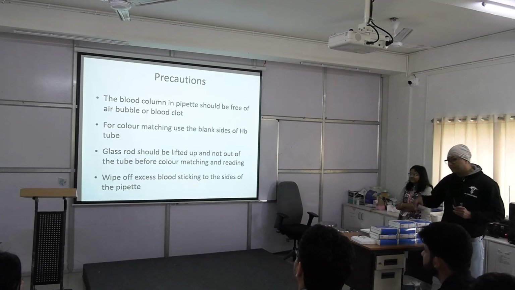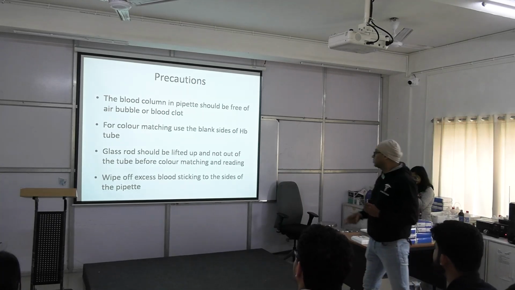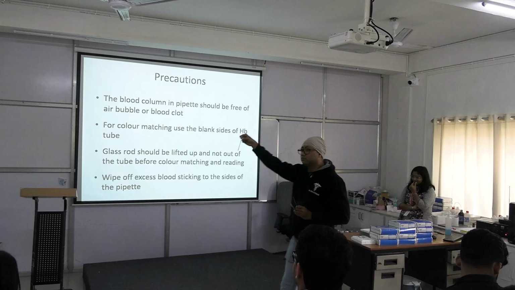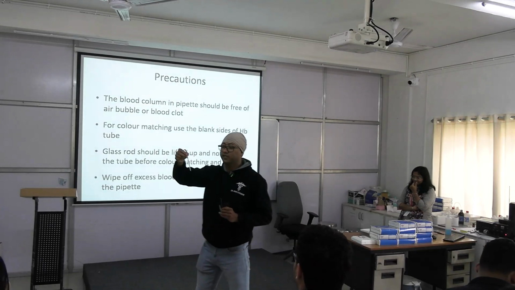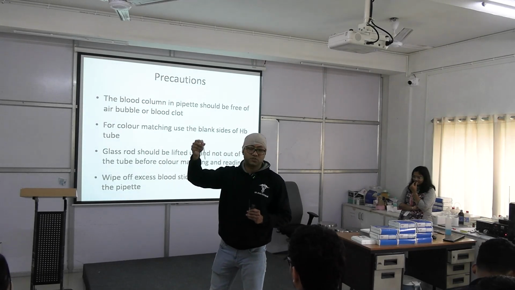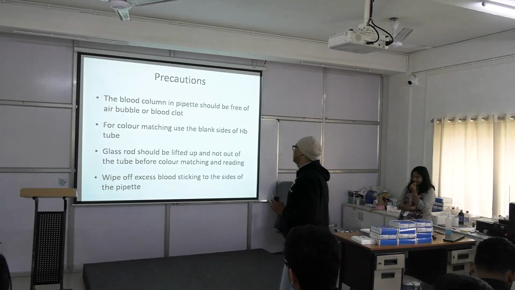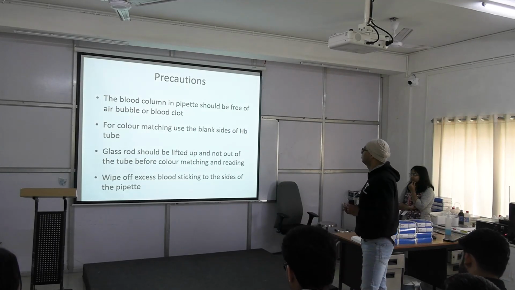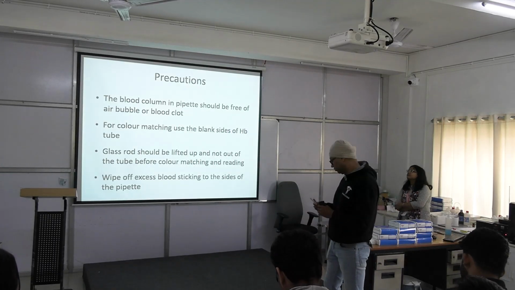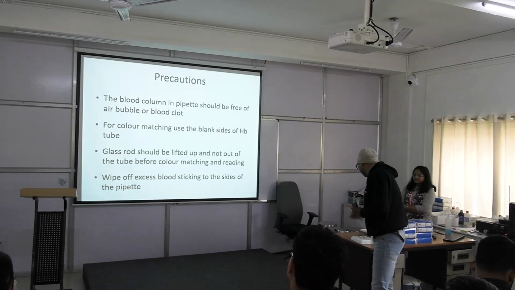Okay, so what precautions do we need to take? The blood column in the pipette should be free of air bubbles. The blood you draw here should be free of air bubbles. It should be a solid blood column, right? And for color matching, use the blank side of the hemoglobinometer tube. Okay, so one interference may be there.